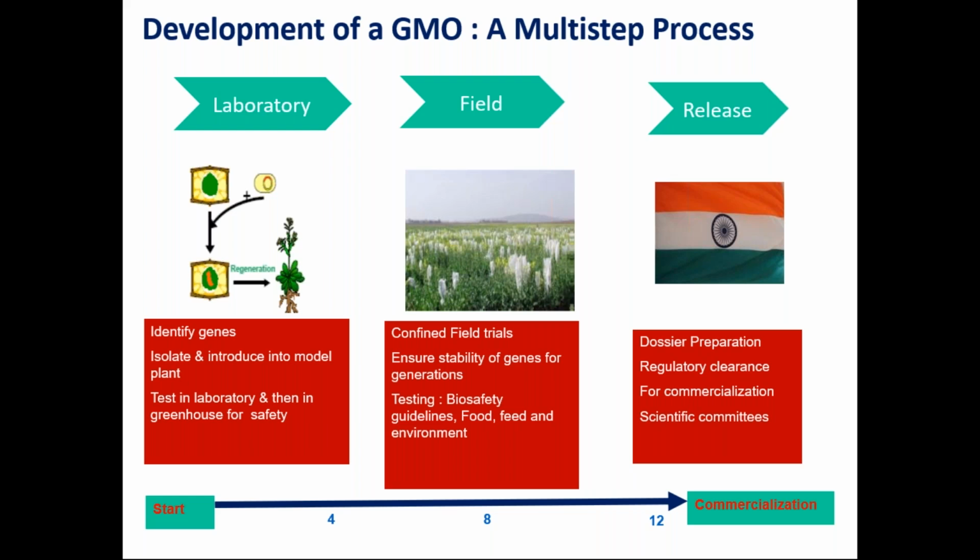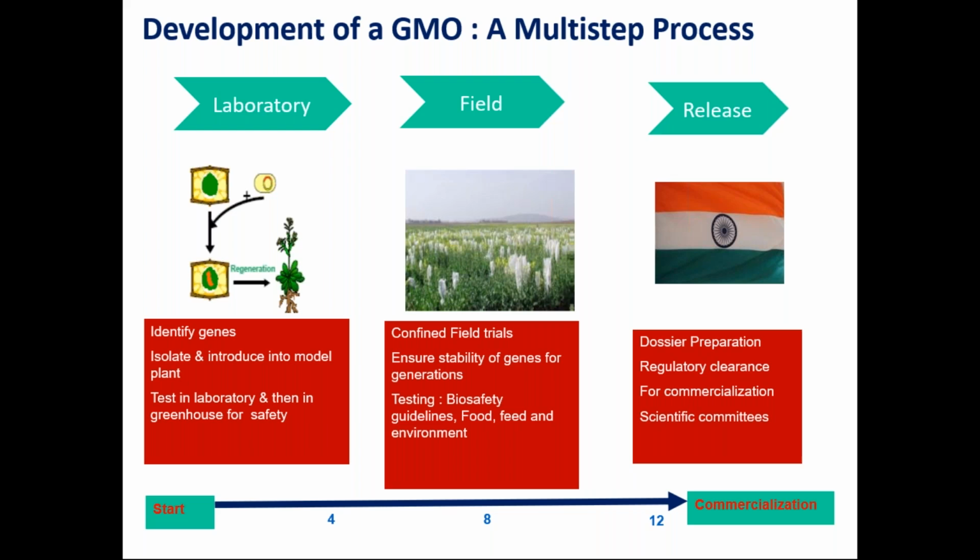then you need to do field trials. So in the field trials, you have two types of trials that are done. One is a confined field trial, which is in a very small area, which is cordoned off. And then you have large scale field trials. And here you do the testing according to the biosafety guidelines of your country. You test for food safety, you test for feed safety, and also you test for the environmental safety aspects as per the regulations of the country.